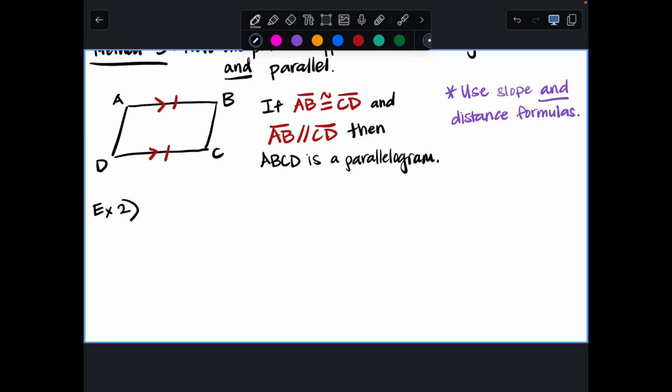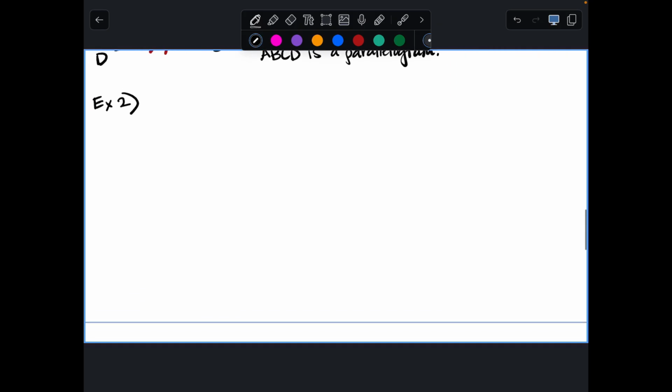So if you're using method 1, you're using the distance formula 4 times because you need to prove the length of each side. If you use method 2, you're using the slope formula 4 times. If you use method 3, you're using the distance formula twice and the slope formula twice. Okay, so in this case, prove ABCD is a parallelogram.